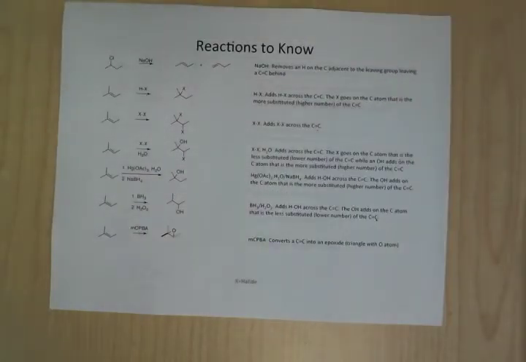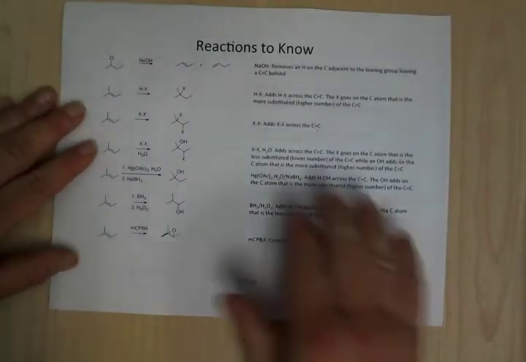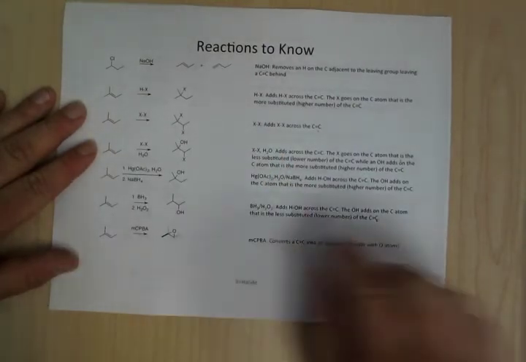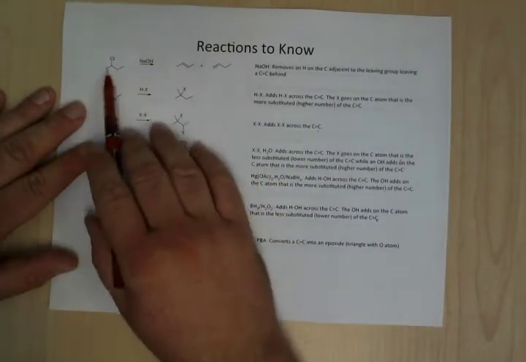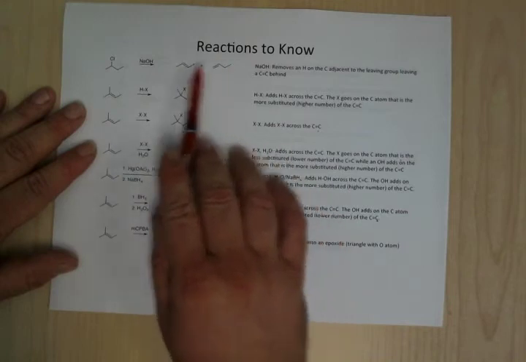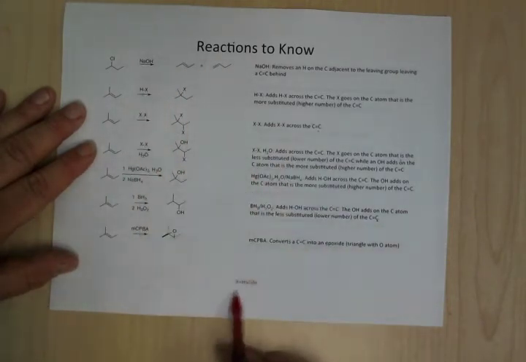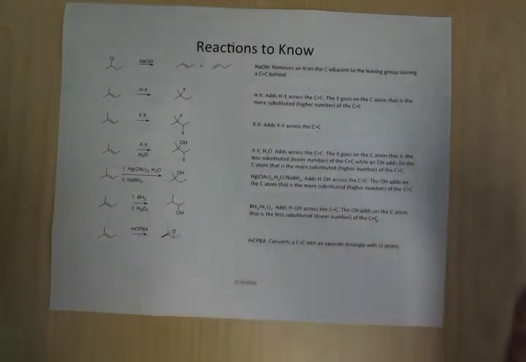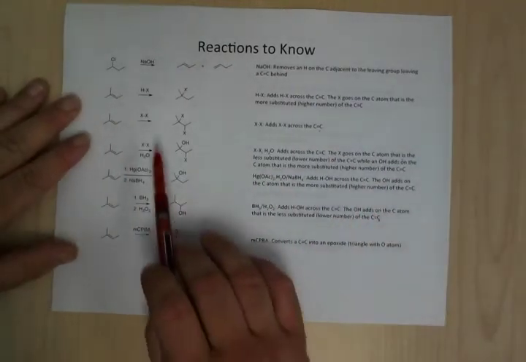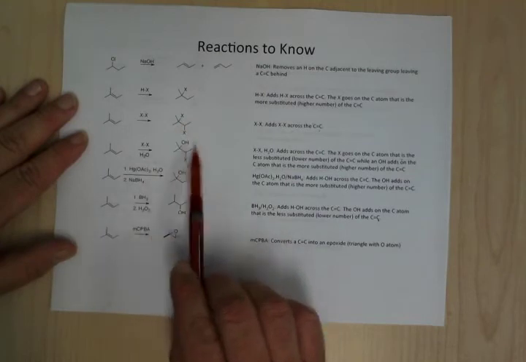Okay. Now for here, these are the reactions to know. For this one here, this is the E2 reaction, which we just went over. Here you're adding HX, where X is a halide, particularly bromine and chlorine. So you can add across.